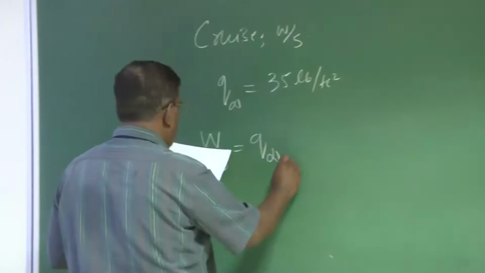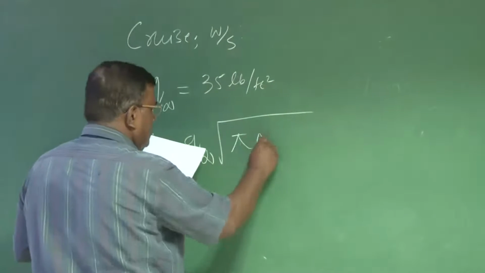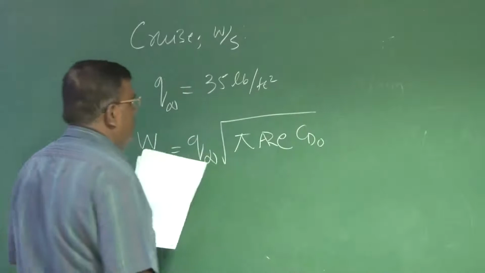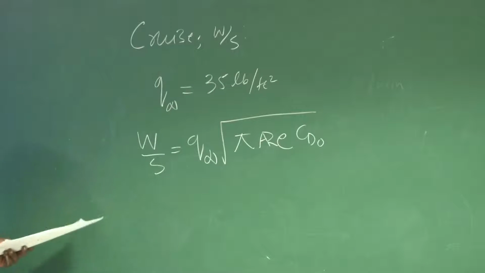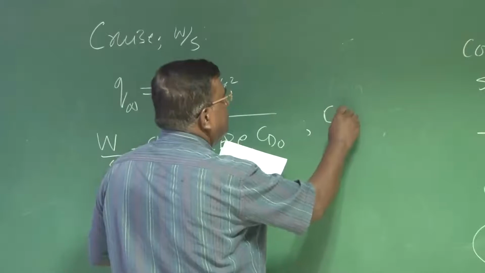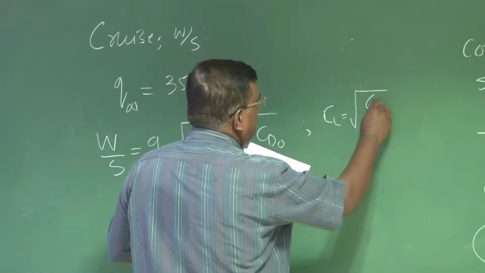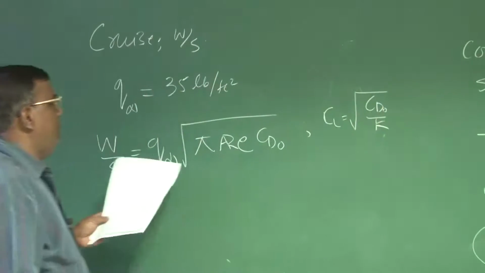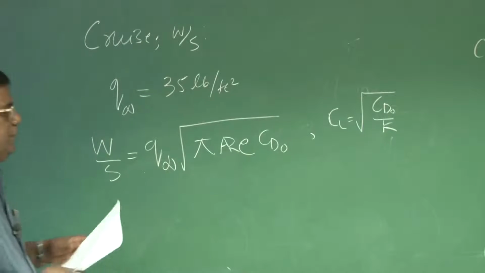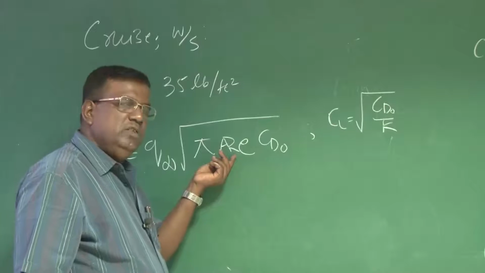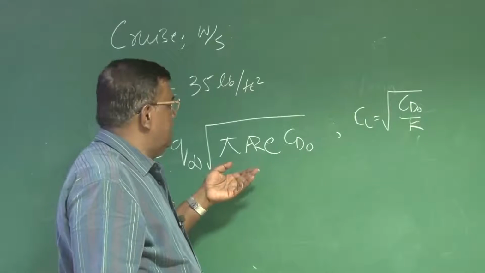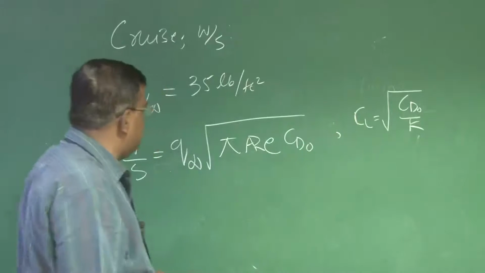I have taken Q infinity under root pi, aspect ratio, E, CD naught, right? And what is this condition? This condition is for maximum range, where we are assuming CL equal to under root CD naught by K. From that this expression has come. Aspect ratio at conceptual stage, you have some number, CD naught 0.02, and CL is fixed, CD naught by K.